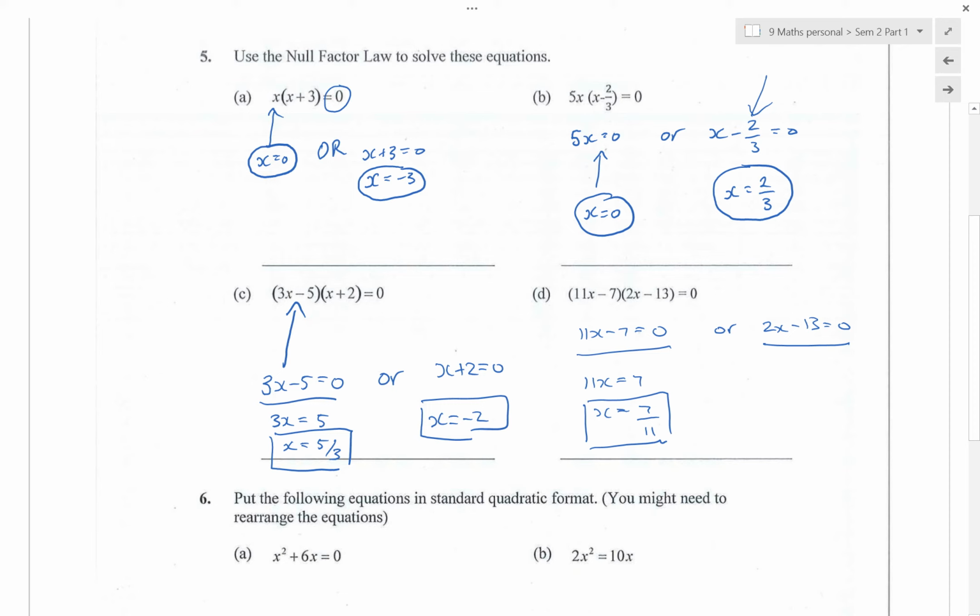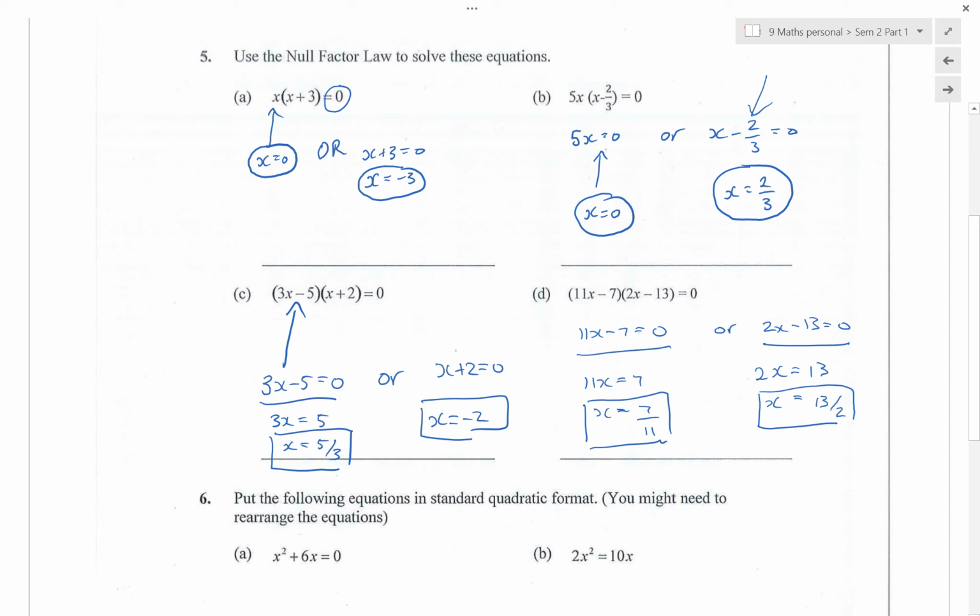Okay, 2x minus 13. So let's do this. 2x is equal to 13, and x is equal to 13 over 2. There you go. I have my 2 solutions.